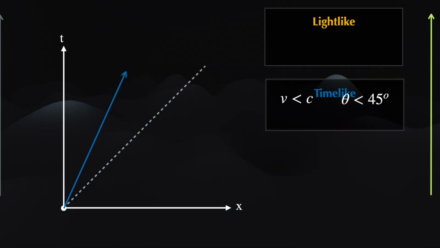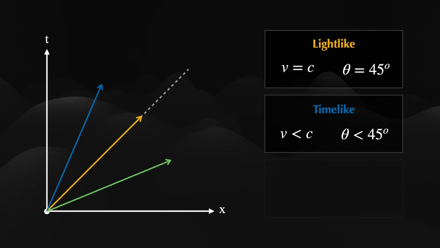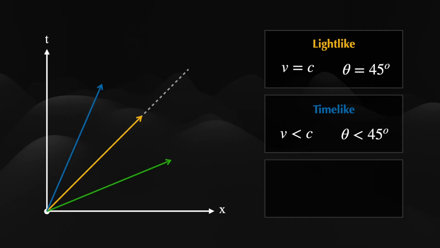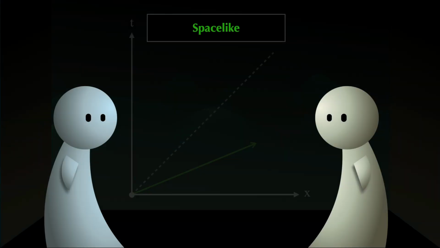Now let's talk about a line shallower than 45 degrees. Shallower means the velocity exceeding the speed of light, which would require a velocity greater than c. That is known as space-like. Nothing physical can ever actually travel this fast, but it is a useful category for describing the relationship between two events. And we'll see that in a moment.